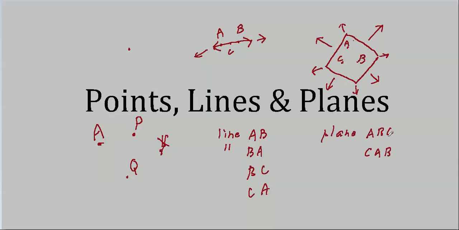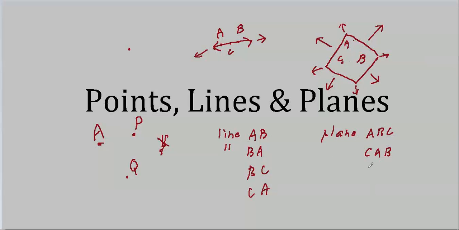And there are 4 more permutations. Is that right? Well, I hope so. There are 4 more permutations. You could have actually 6 possible names for this plane. Label it any way you want, as long as you use the 3 points on the plane.